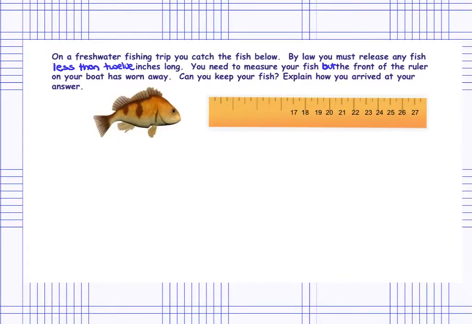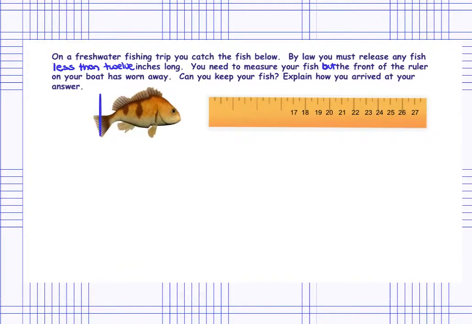On a freshwater fishing trip, you catch the fish below. By law, you must release any fish less than 12 inches long. You need to measure your fish, but the front of your ruler on your boat has worn away. Can you keep your fish? Explain how you arrived at your answer.